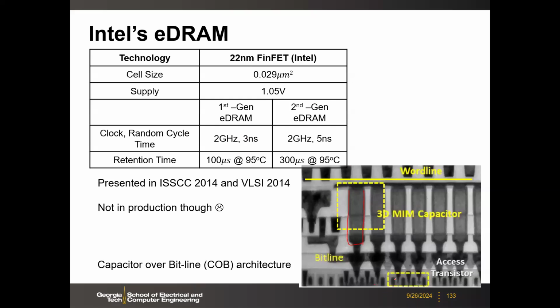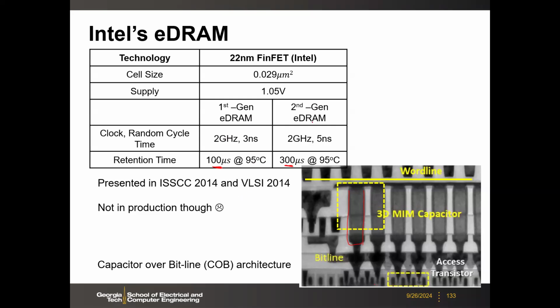Therefore, the access transistor is just a regular FinFET. The retention time is on the order of hundreds of microseconds, as opposed to the off-chip standalone DRAM, where we have 64 milliseconds or even longer. So this is one drawback for the embedded DRAM. Basically, your refresh cycle will be much more frequent.